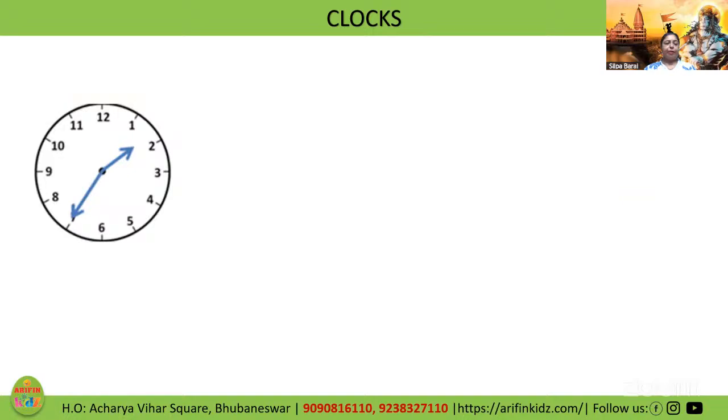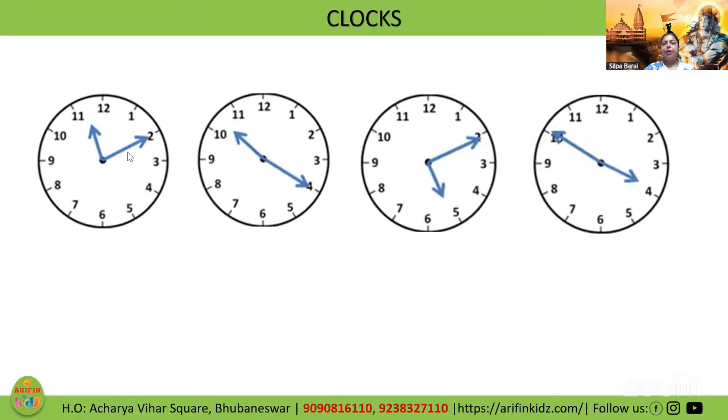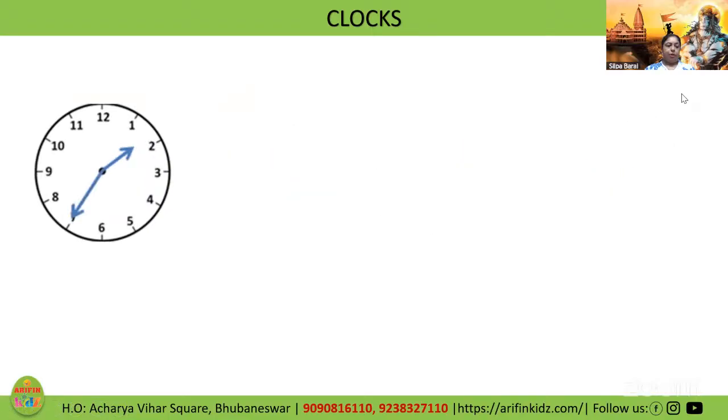Now all of you check. It is not 4:50. All of you check. It is in between 3 and 4. So it is 3:50, not 4:50. Next, it is again not 2:35. It is 1:35. All of you check. The hour hand is just nearer to 2. So it is 1:35. 2:35 is a wrong answer.